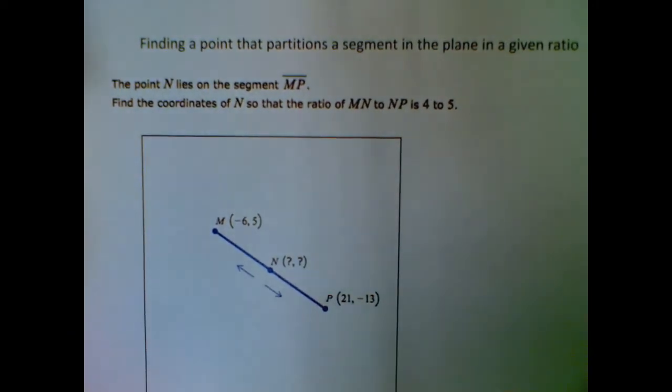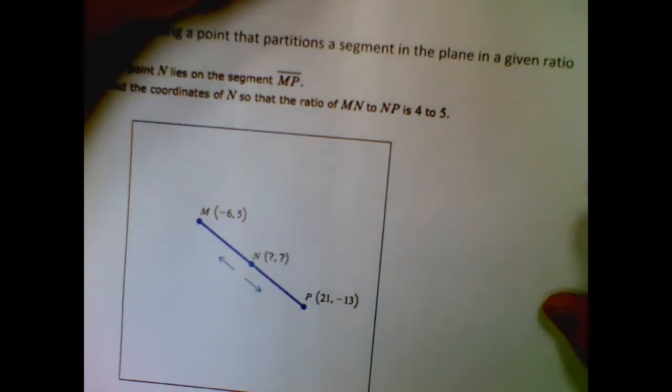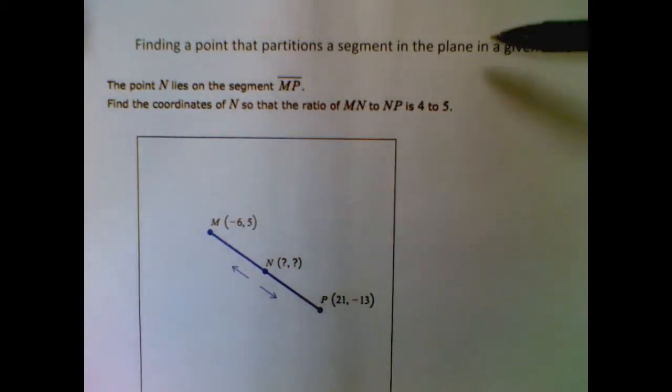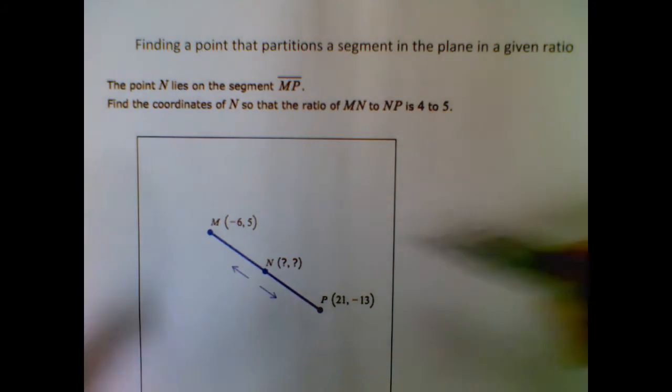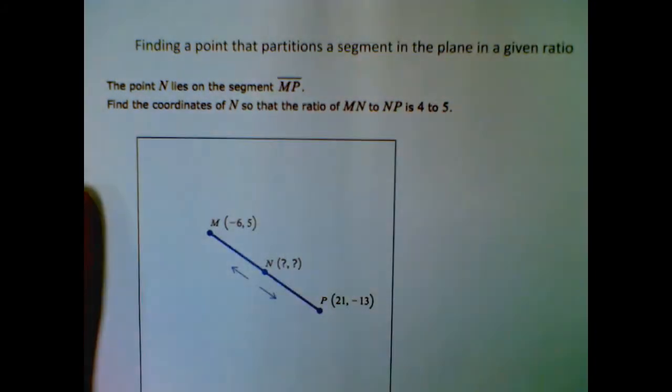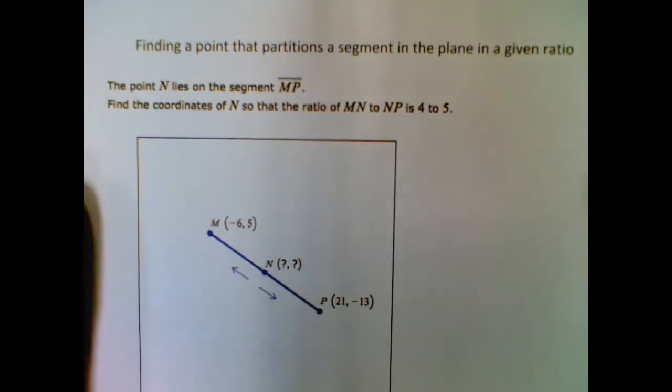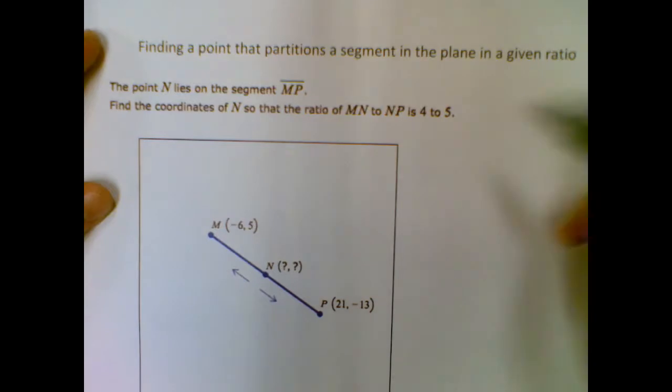Today we're going to be looking at the topic of finding a point that partitions a segment in the plane in a given ratio. In order to do this, we're going to do more or less the same thing you would do on a number line, but since I have two coordinates, I'm going to do it twice. So I want to figure out my total distance, both horizontally and vertically, and then I'm going to use my ratio to break those down.